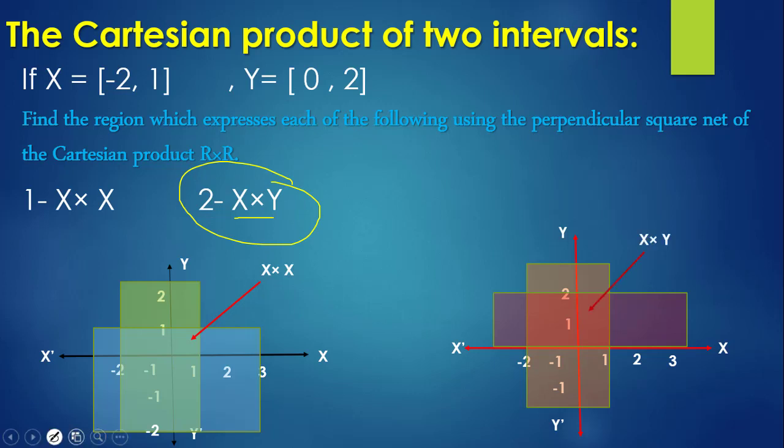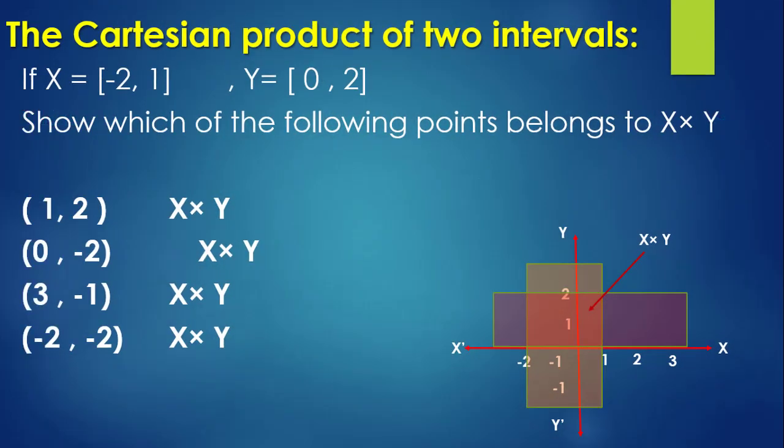Okay, so if you have a Cartesian product between two intervals, we will draw the region of the first interval on the x-axis and the second on the y-axis. The intersection between the two regions is the Cartesian product of the two sets or of the two intervals.